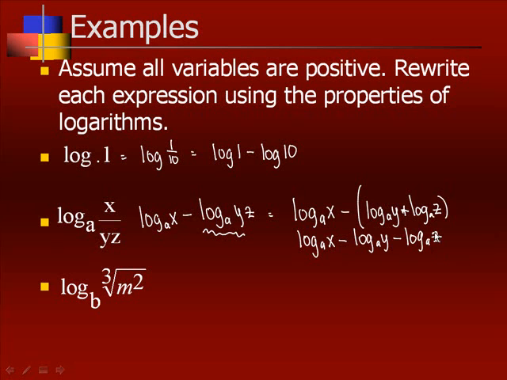And then the last one, the log base b of the third root of m squared. Well, we can rewrite that as m to the 2/3. So the 2/3 power comes out front, so it's 2/3 times the log base b of m.